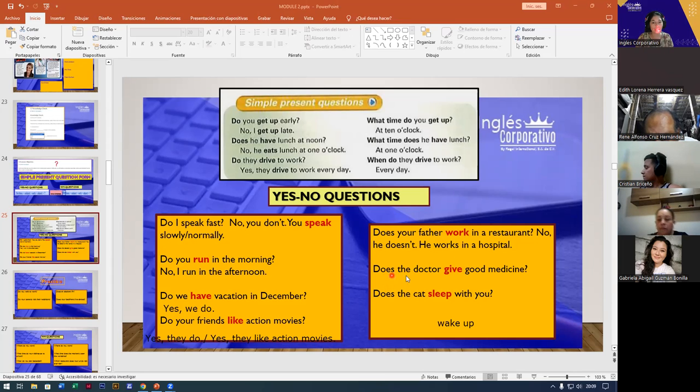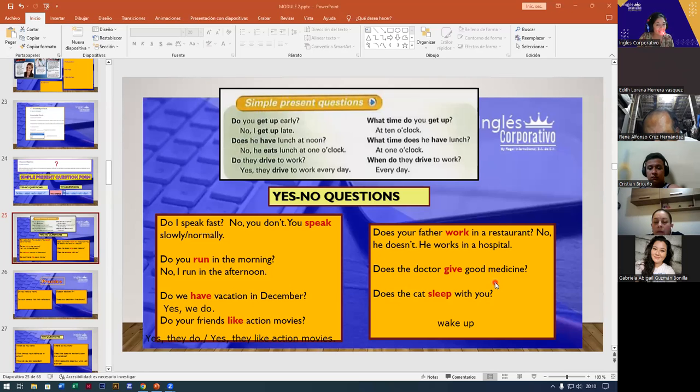The other example. Does the doctor give good medicine? What is the subject? The doctor, right? That's correct. What is the auxiliary? Does. Excellent. What is the verb? Give. Very good job. So the doctor is probably he or she, right? We don't know. It can be feminine or masculine. But it's a third person singular. My auxiliary is does.